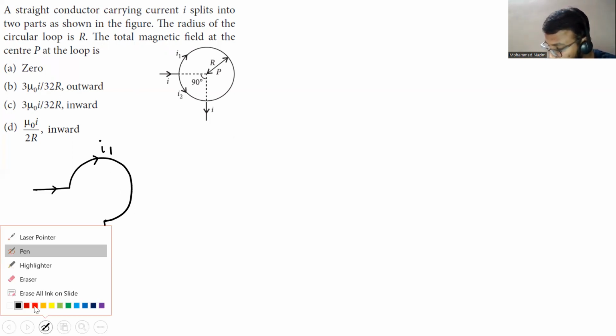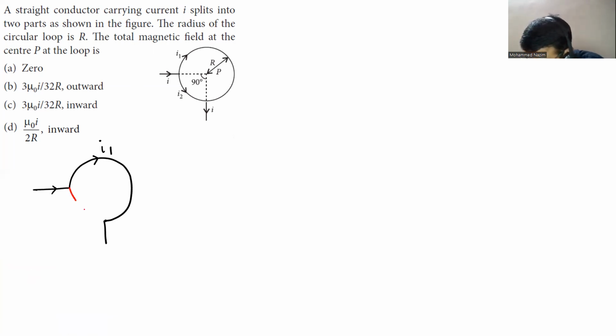And there's another part, if you see clearly, this is that part which is carrying current in which direction? That is carrying current not in clockwise direction. It is carrying current in the anti-clockwise sense. So I1 is clockwise. I2 is in which direction? I2 is in anti-clockwise direction. So you need to be very careful.